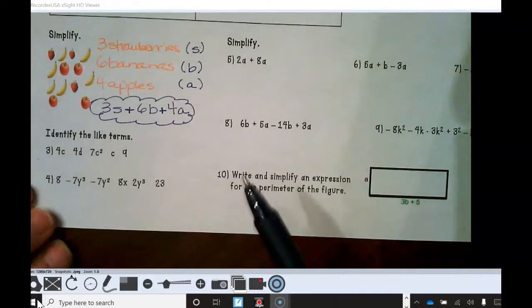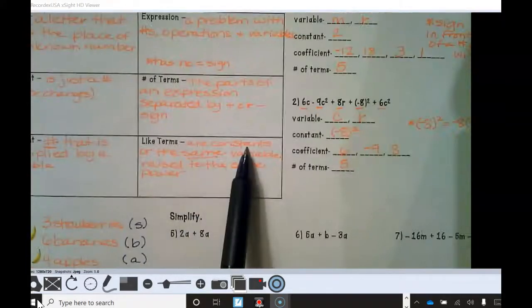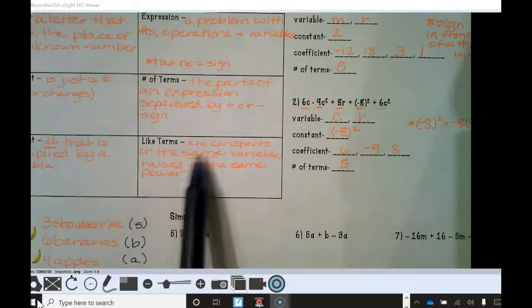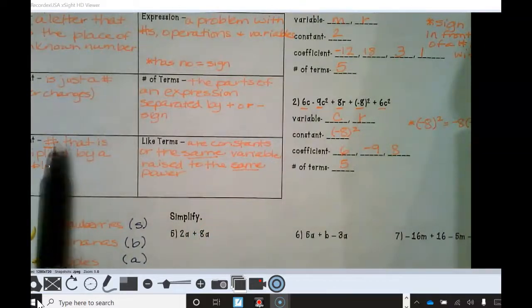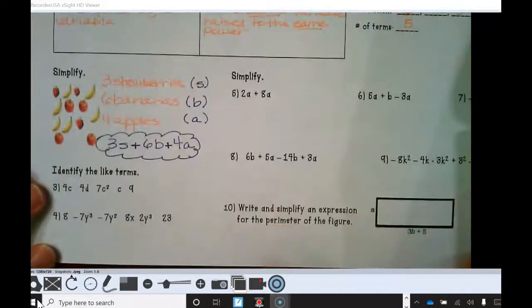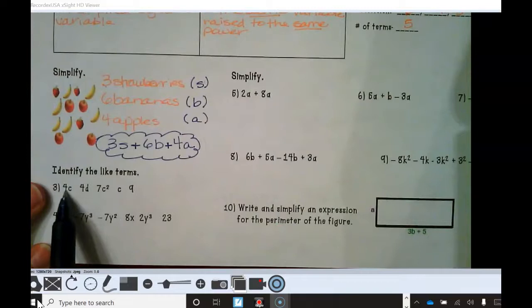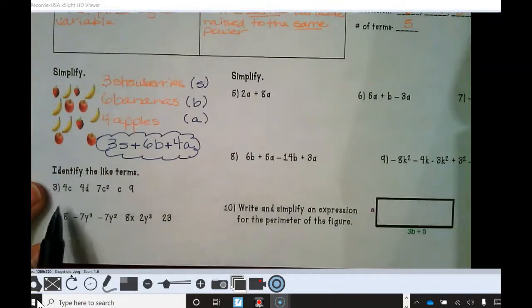Here we just have a list of terms, and we need to find the ones that are like. Let's review that definition real quick. Like terms are constants or the same variable raised to the same power. That's important, guys. All right, let's take a look. Do we have any constants? Yes, we only have one, so we don't have anything that's like that one. Do we have variables? Yes. Do we have any of the same variables? We have C's and D's. Well, these will not be like.